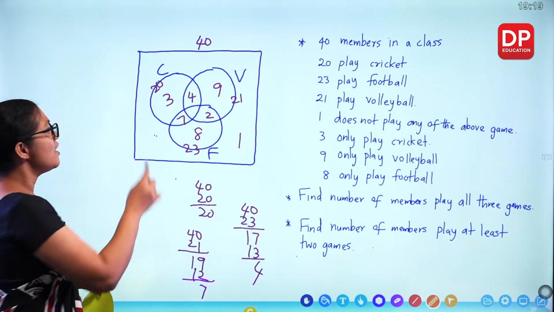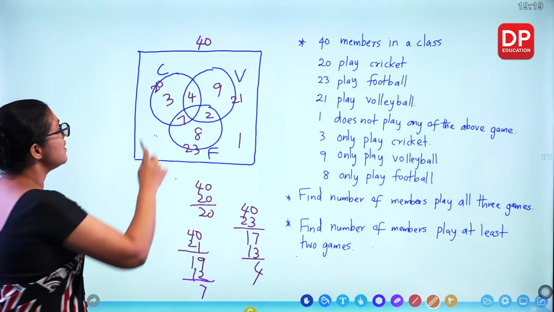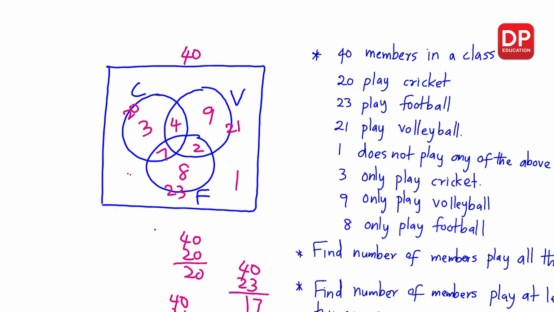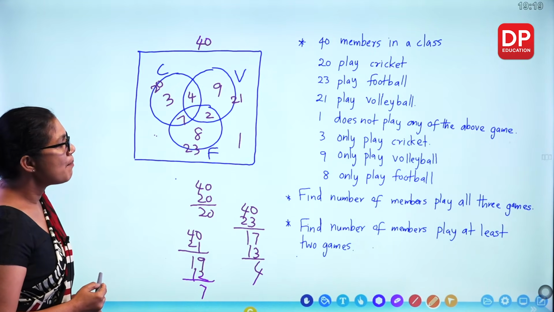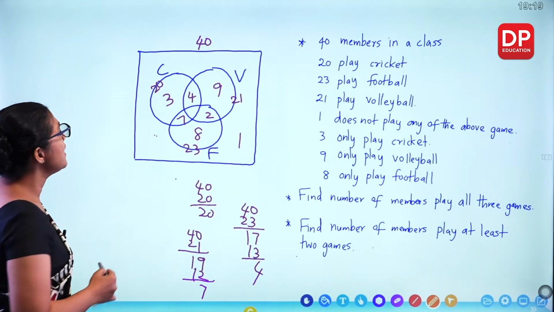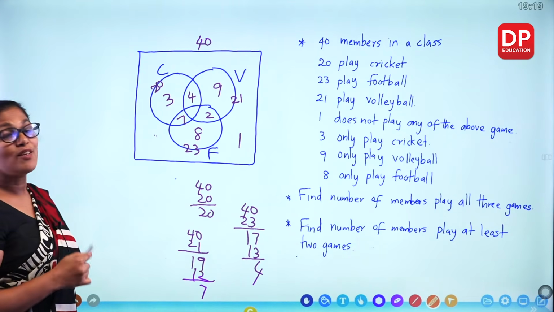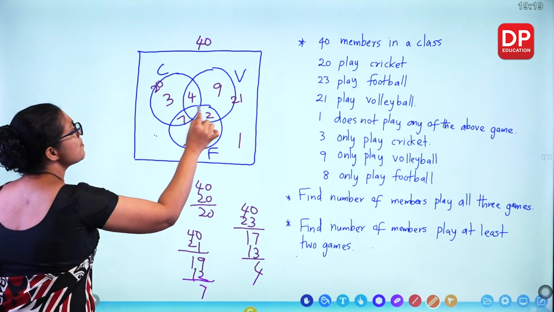So easily you can fill these unknown gaps. Now you can answer the questions. So what's the first part? Find the number of members play all 3 games. Again, you have to fill this part.